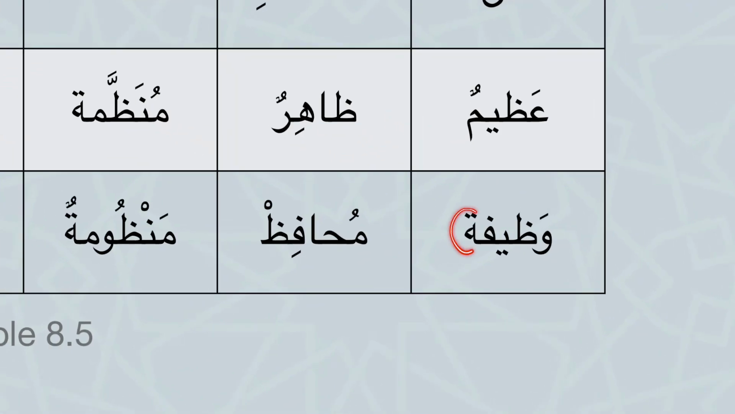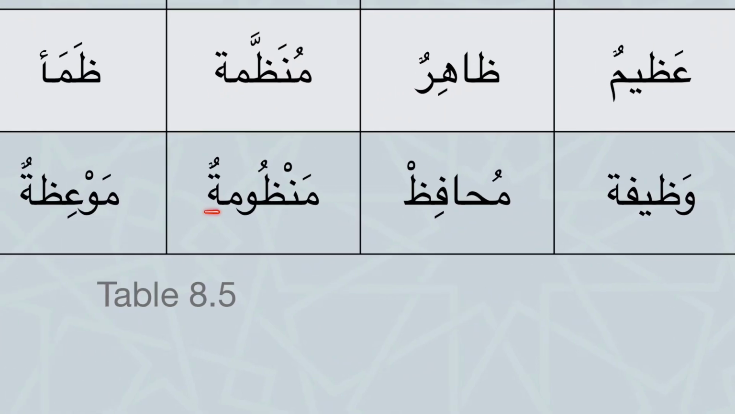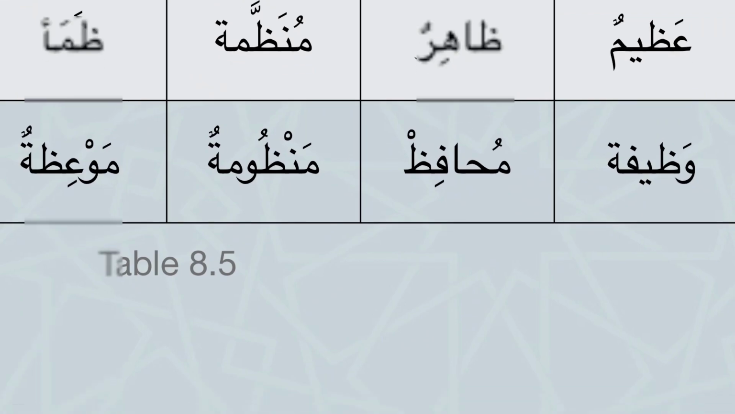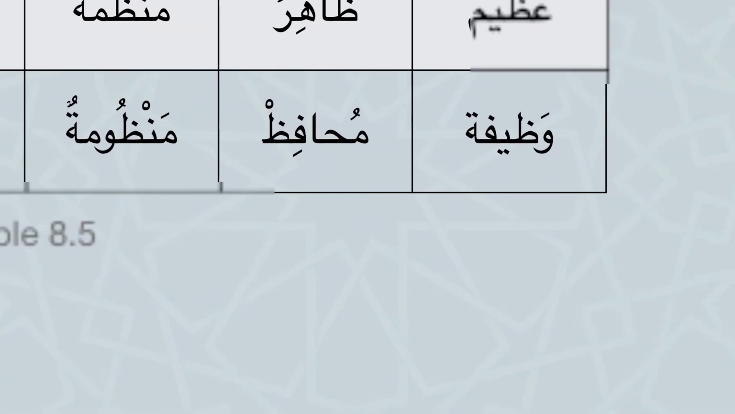This one is called a ta marbuta. Basically, it's like this or like this if it's standalone. It is basically the letter ta, but we tied the two edges together, and it became a circle. We discussed this yesterday, that it has two functions. One, it's basically a ta, and it's pronounced as such. Here we pronounce it as manzumatun. And the second function is that it indicates feminine. You're most welcome.